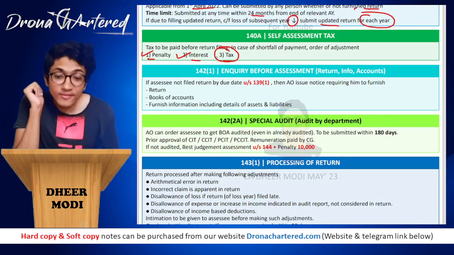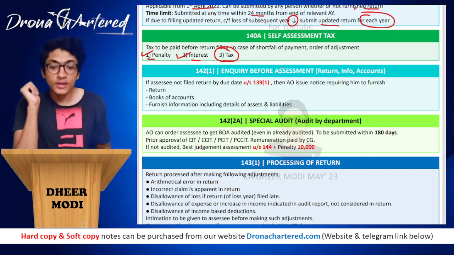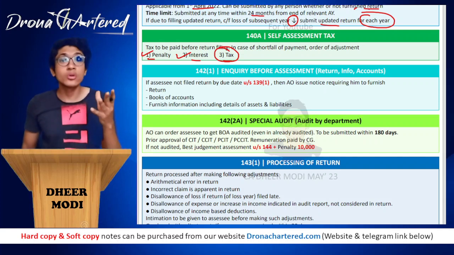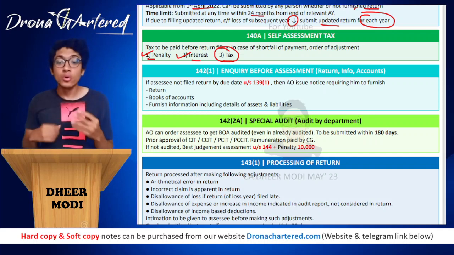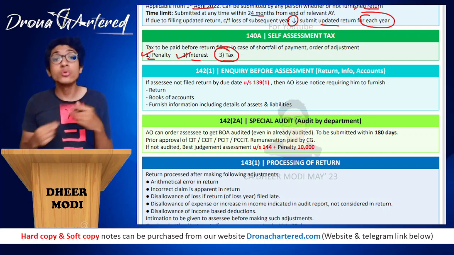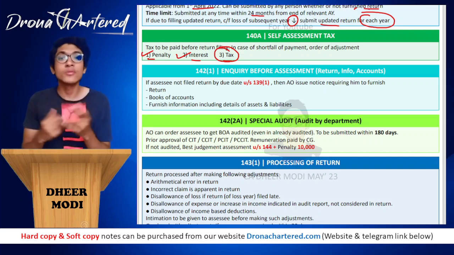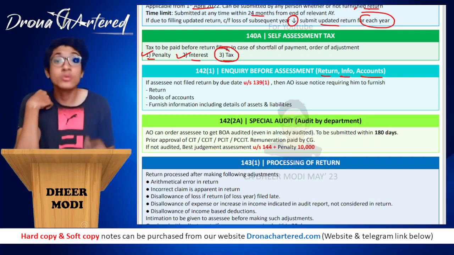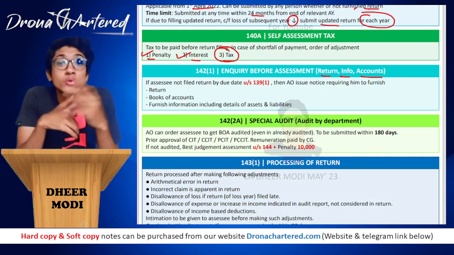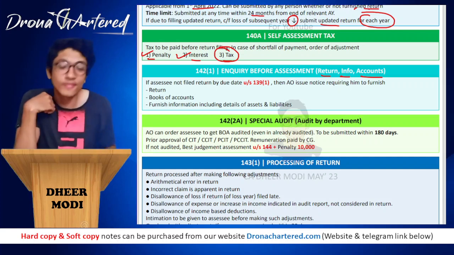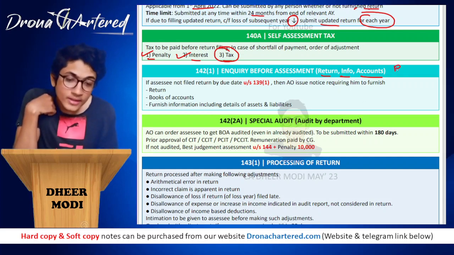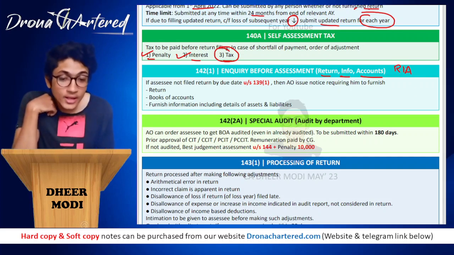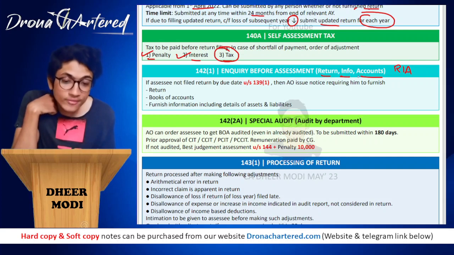Okay. Now 142(1) is your inquiry before assessment. Before the officers put an assessment on you, they will inquire, they will ask you for some information. So this is your return, information and account. For all those students who would have taken their classes from BB sir, he calls it RIA wala notice. Okay, and I feel this is a very nice way to learn it. So RIA wala notice, that is your return information and account.